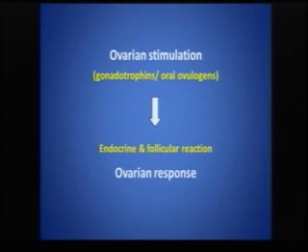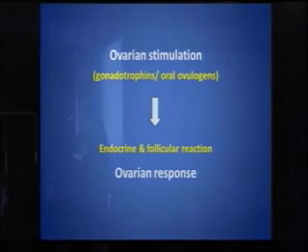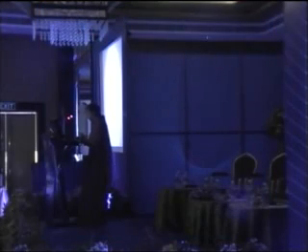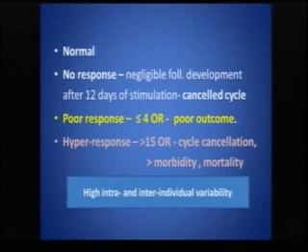ovarian reserve. Ovarian stimulation with gonadotrophins induces an endocrine or a follicular reaction in the ovaries, which we today designate as an ovarian response. This ovarian response can be normal, there can be no response, there can be a poor response or a hyper response with the same amount of drug. There is a high intra and inter-individual variability.